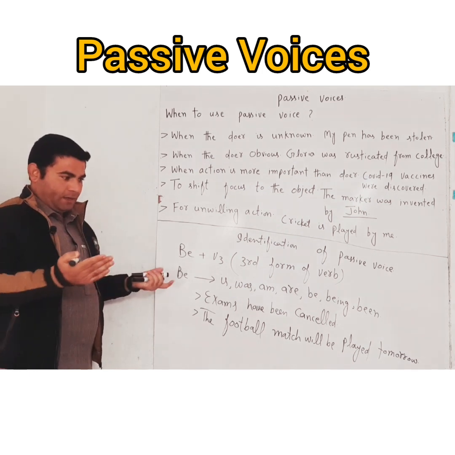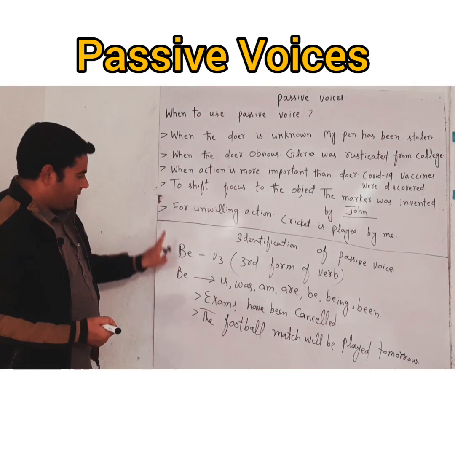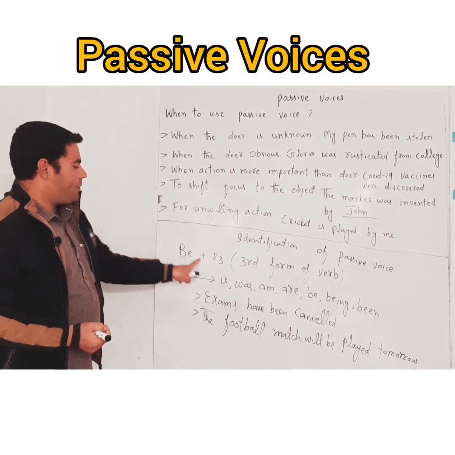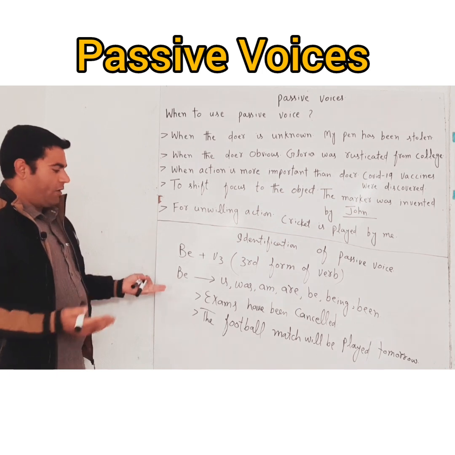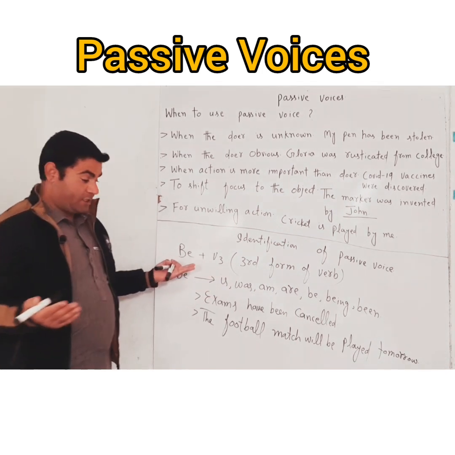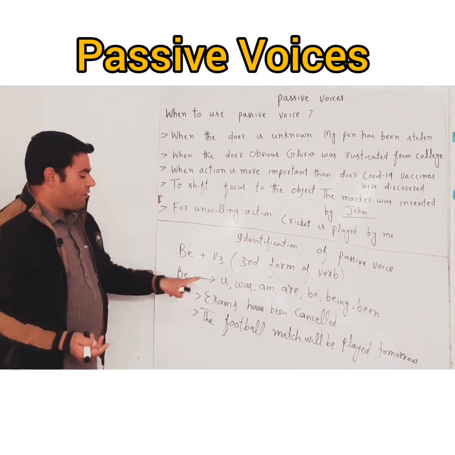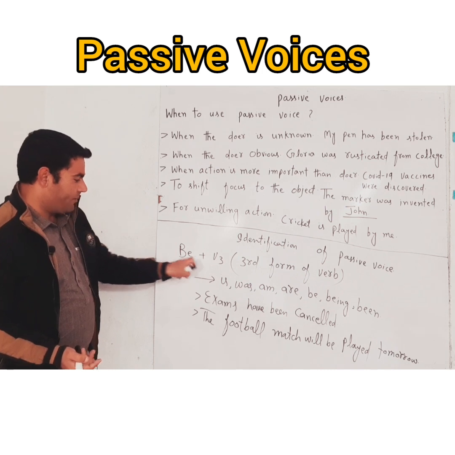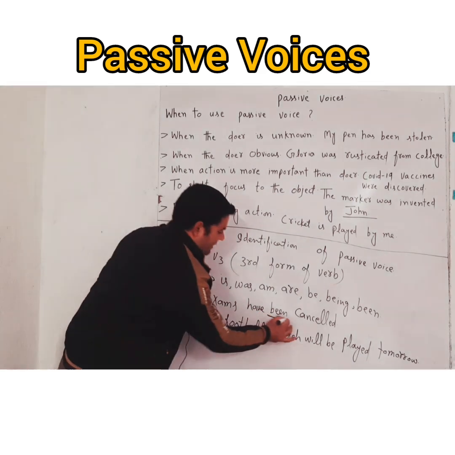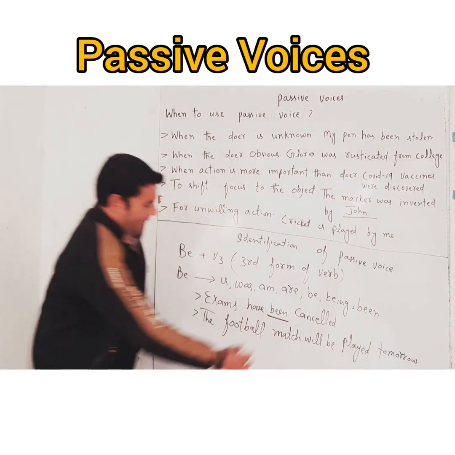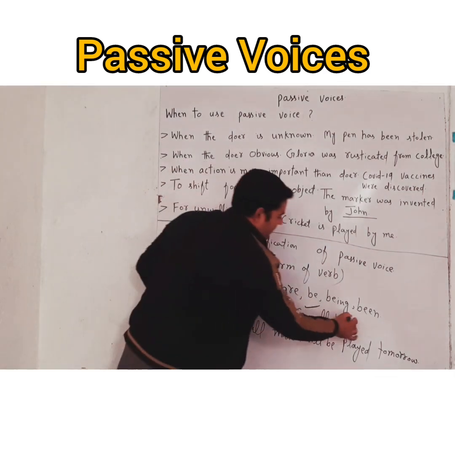How will we understand and how will we recognize passive voices? A very easy solution: be plus V3. V3 means the third form of the verb. Now be has forms. Is is also be, was is also considered be: am, are, be, being, been. They are all be. So when you see the third form of the verb after them, for example, exams have been cancelled, been is be and cancelled is the third form of the verb. So we understood that it is passive voice.